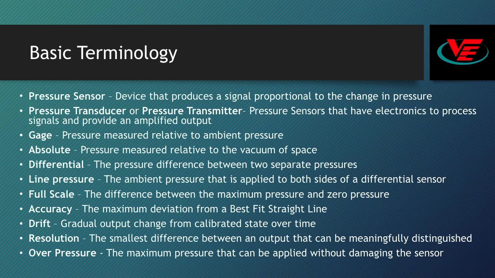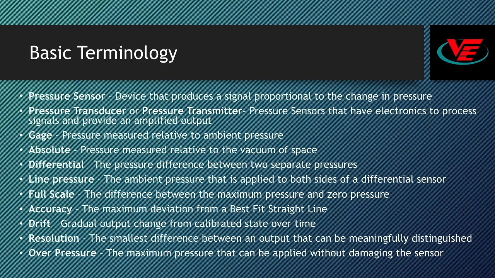Now there are three main types of measuring pressure that you need to know about: gauge, absolute, and differential. A gauge pressure is a pressure measured relative to ambient pressure. Absolute is a pressure measured relative to the vacuum of space. And differential is the pressure difference between two separate pressures. I will go over these more in the next slide.